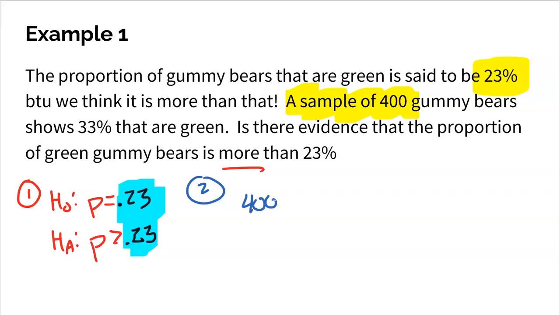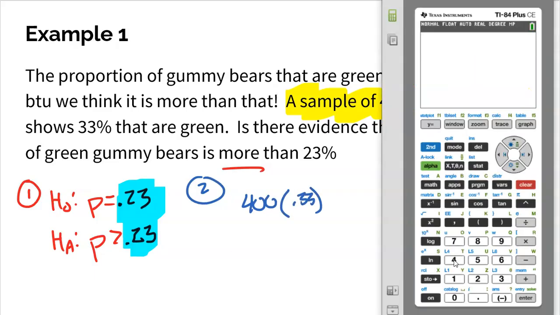So let's see here. If I have 400 gummy bears and 33% were green, 400 times 0.33 equals 132 green gummy bears. That means the remaining 268 gummy bears are not green, so both of those numbers, my successes and failures, are both 10 or more, so I'm good to go on being big enough.